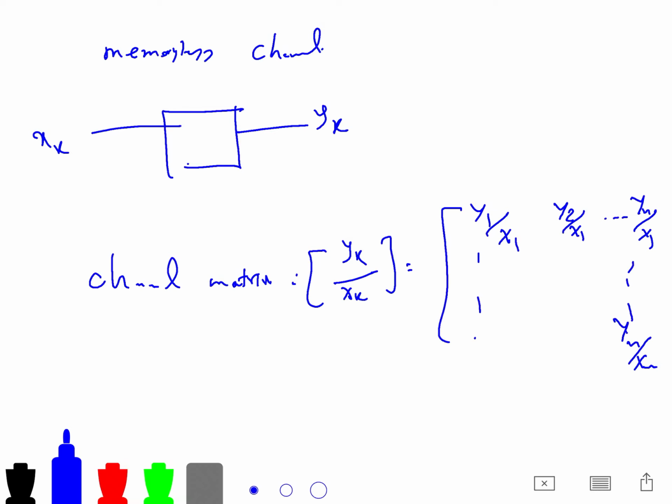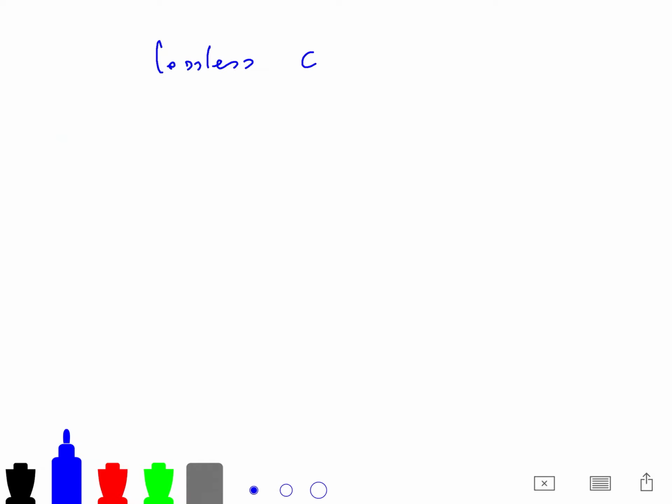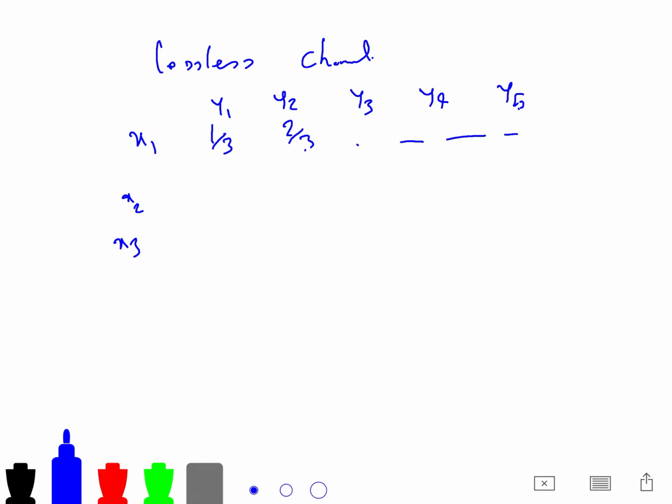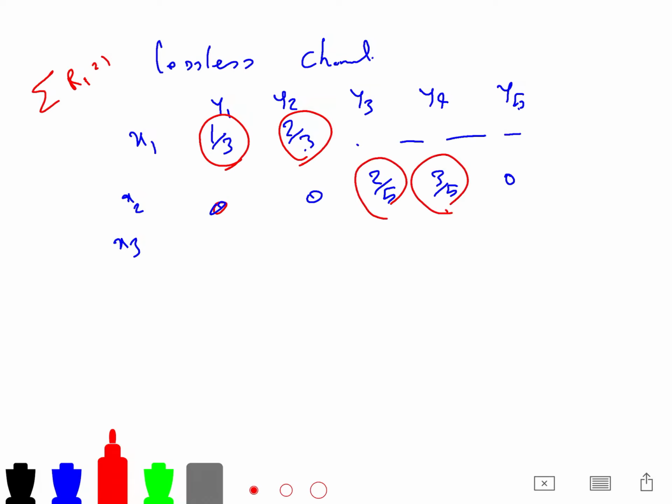And we can also have a lossless channel. So this is a memoryless channel, but we may have a lossless channel. So in a lossless channel, X1, X2, X3, Y1, Y2, Y3, Y4, Y5. This is 1/3, this is 2/3. So you should always know that the sum of the rows is 1. So this plus this is 1. And the next one is, for example, 2/5, 3/5, and 0. So the sum of this and this is 1. And finally, we have 1, only 1.